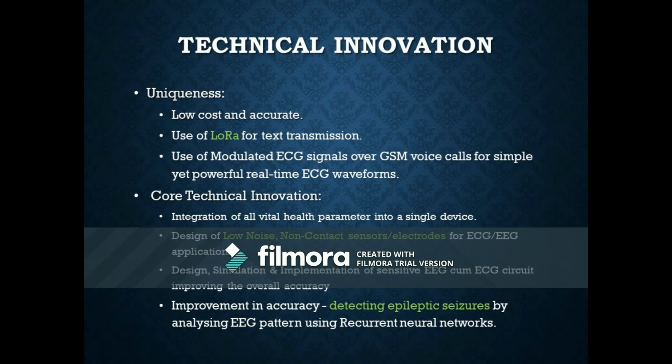In the market, we find exclusive devices for measuring temperature and pulse. However, an integration of all the products is not seen. The non-contact sensors for ECG and EEG help in avoiding noise. There is also a reduction in hardware while using the same circuit for ECG as well as EEG. The overall accuracy can be improved by using some neural network algorithms for epileptic seizures by analyzing the EEG patterns.